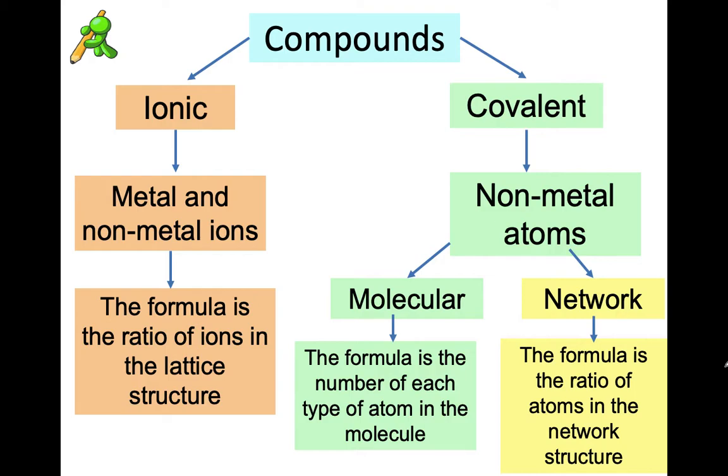So just to summarise that last slide, there's a lot of information on there. I spoke for quite a while. We can divide our compounds into ionic or covalent. Ionic compounds are made of metal and non-metal ions. The formula is the ratio of ions in your lattice structure. Now, covalent compounds are made of non-metal atoms. In a covalent network, the formula is the ratio of atoms in the network structure. And in covalent molecular compounds, the formula is the number of each type of atom in the molecule.